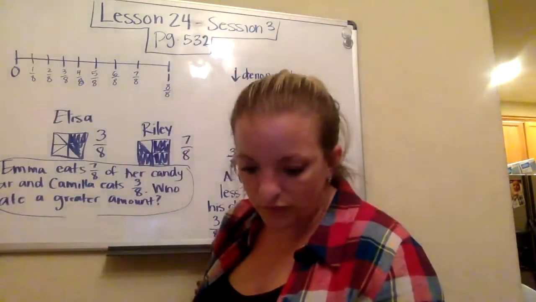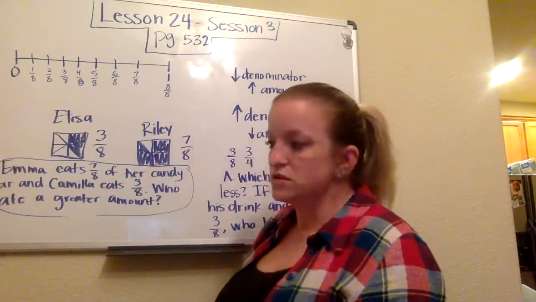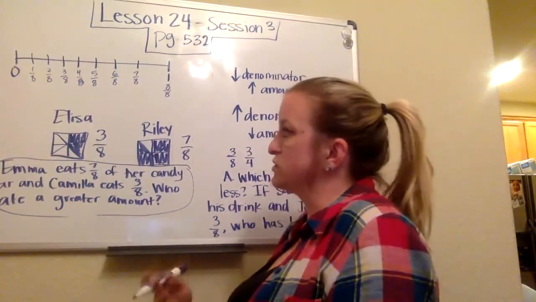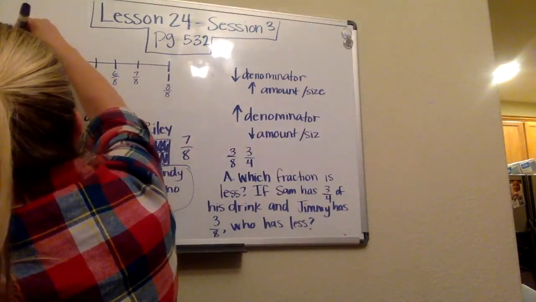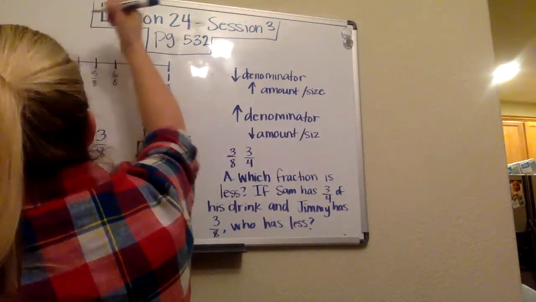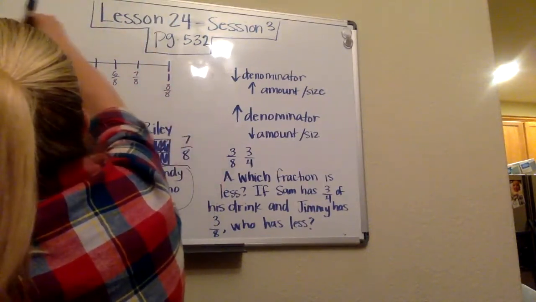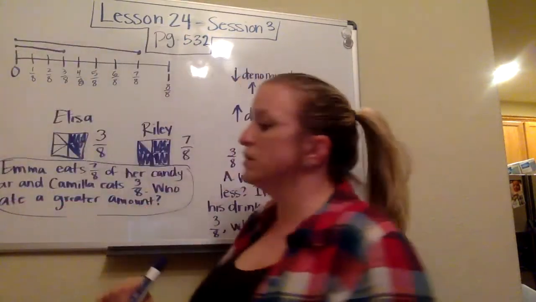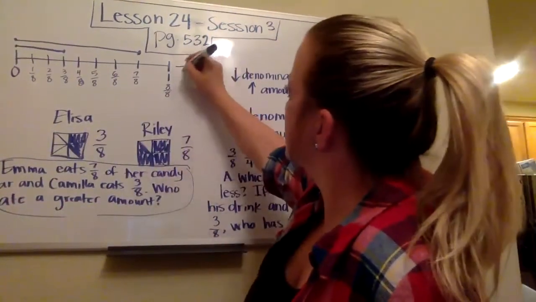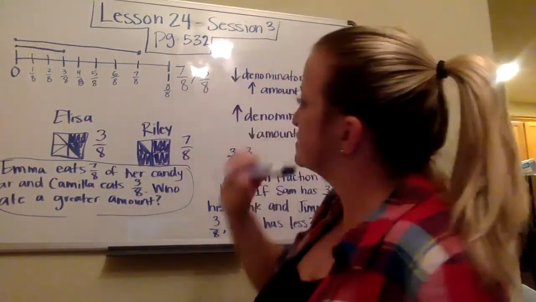Circle one of your problems to solve, draw a model or number line to help you find the answer. So now I'm wondering, which one is greater? Here's 3 eighths. I'm going to jump from 0 to 3 eighths. And then it wants me to run to 7 eighths, so I'm going to draw a line here and go all the way to 7 eighths. I can easily tell that 7 eighths is greater than 3 eighths.